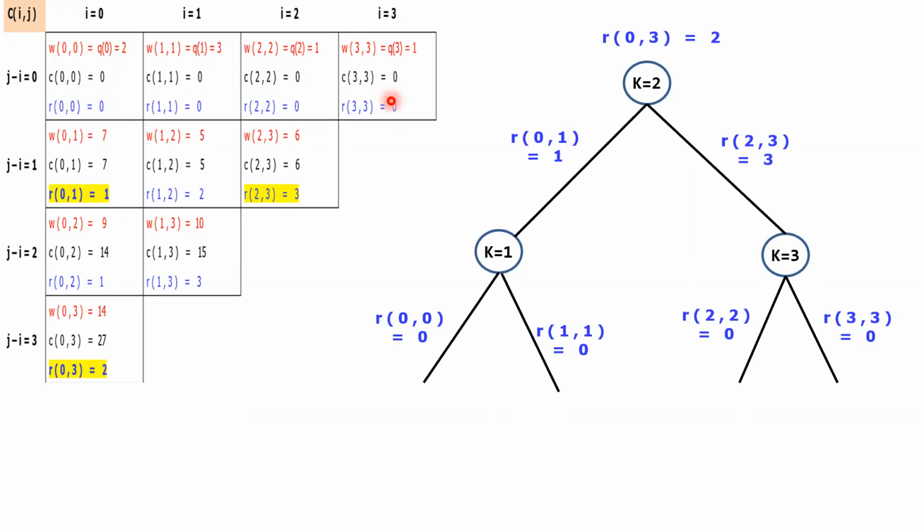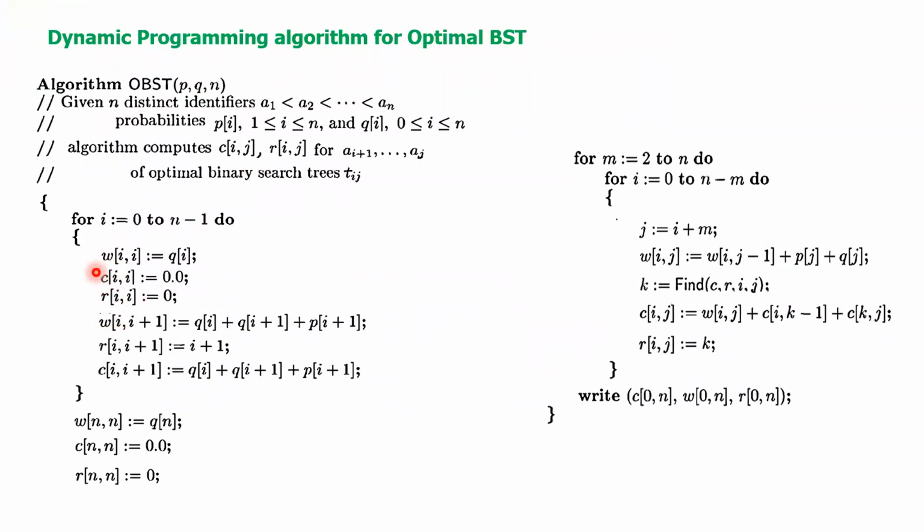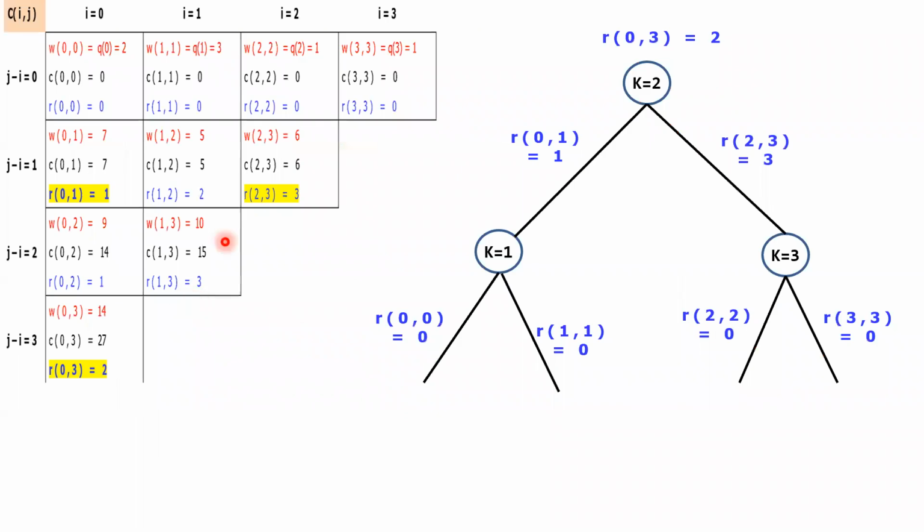Right? So this is the thing. Whenever i and j are equal, it is i, i, and the weight of i, i will be equal to Q of i. And the cost and root of i, i will be initialized to zeros. This is the 0th row. Once this is initialized, I have to fill up the remaining weights, right? So how did we fill up the remaining weights? Weight of 0, 1 will be equal to weight of 0, 0 plus P of j plus Q of j. That was the formula.